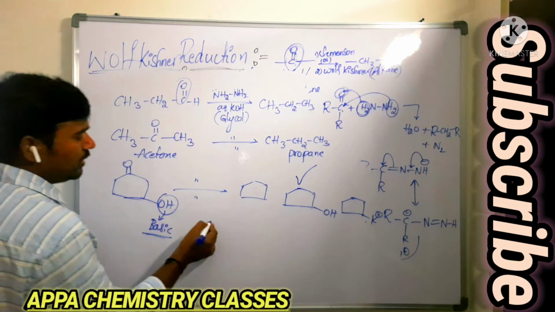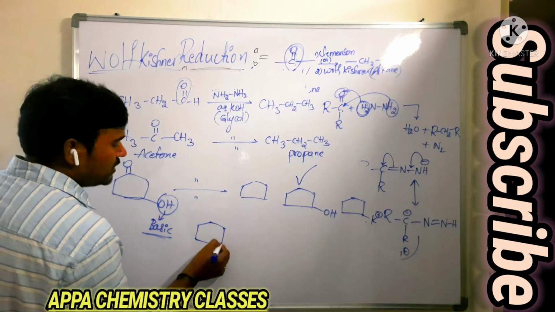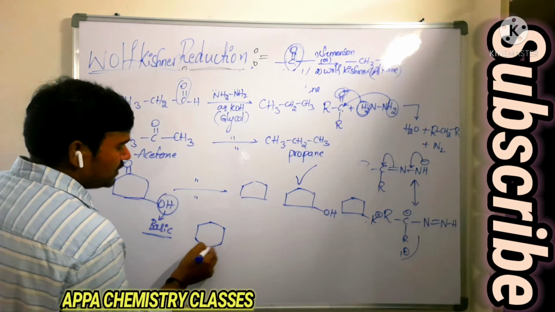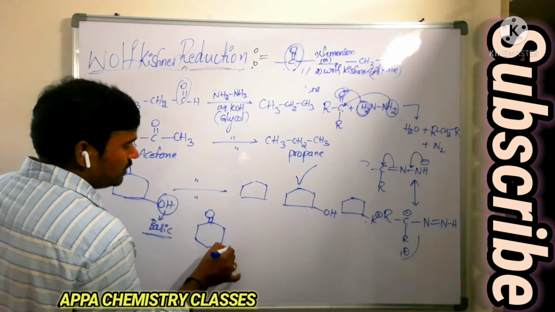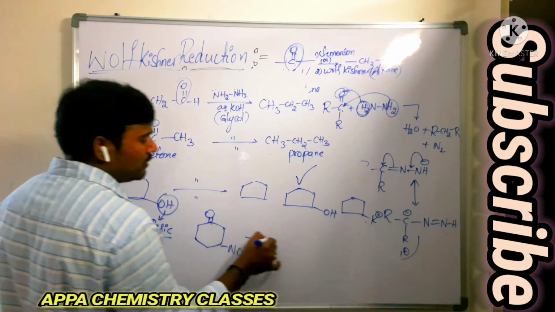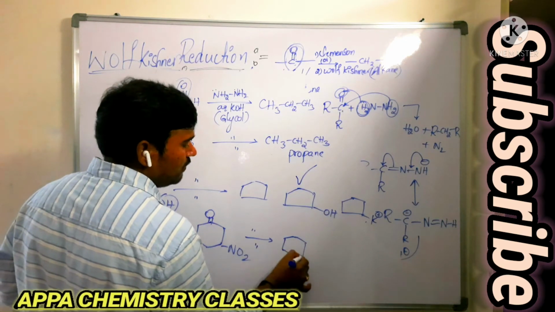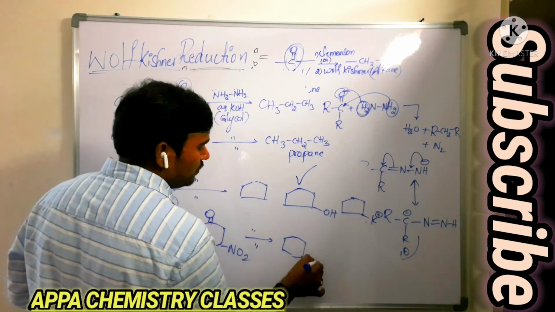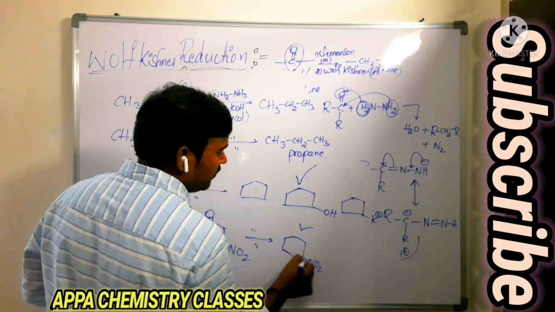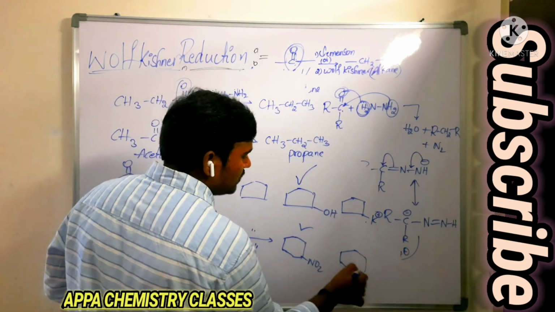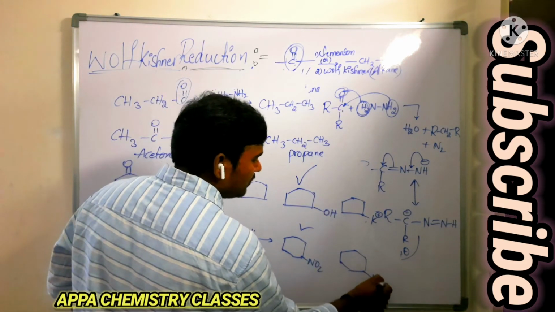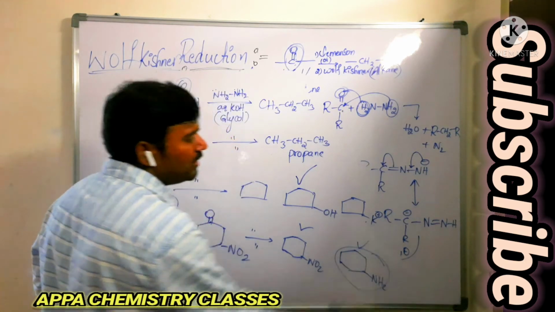Okay? Also you can take cyclohexanone, 3-nitrocyclohexanone. On reaction with the Wolff-Kishner reagent, we are going to get the product with the NO2 retained. This is the actual product. We will not get this other product here. When will we get that product? In the presence of Clemmensen reduction.